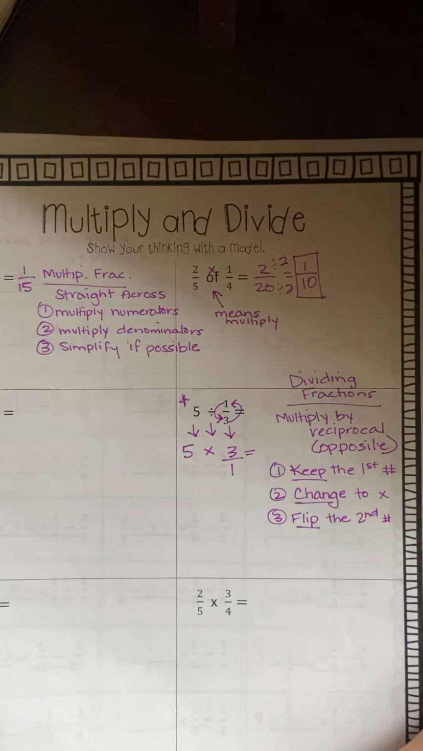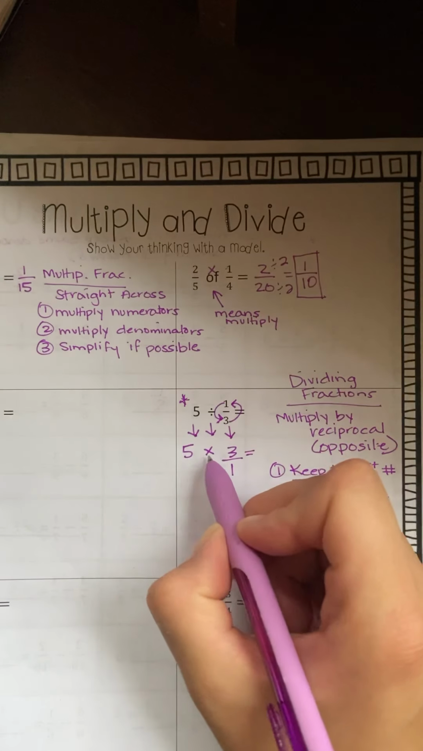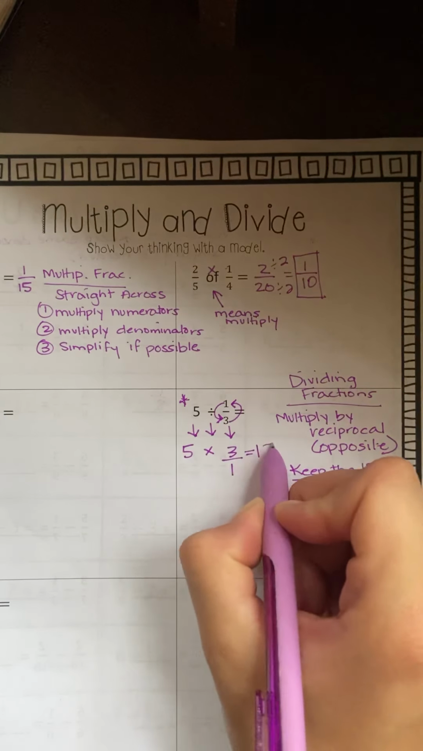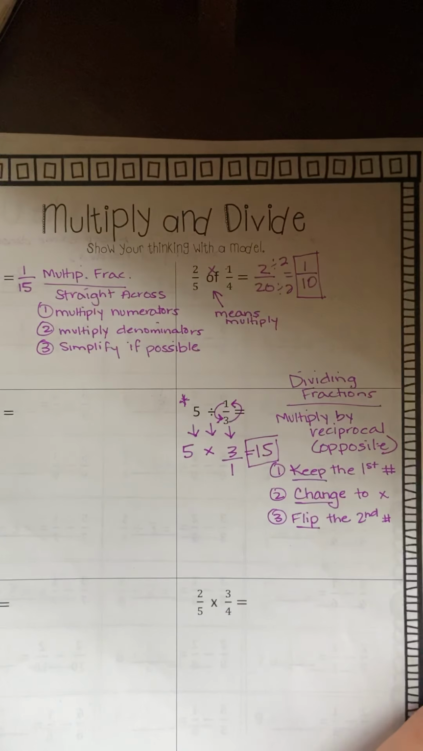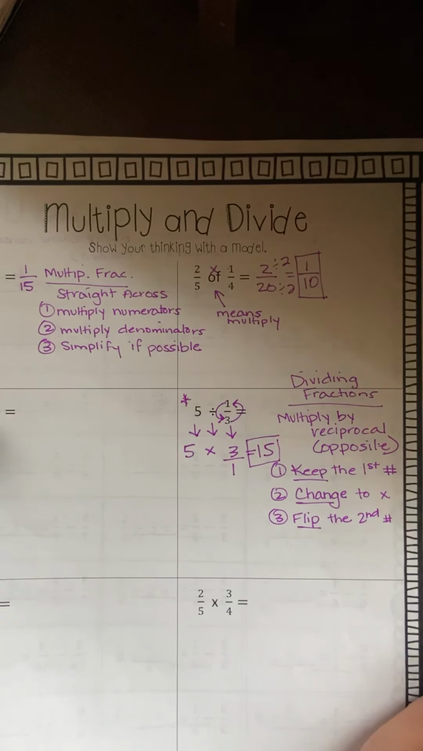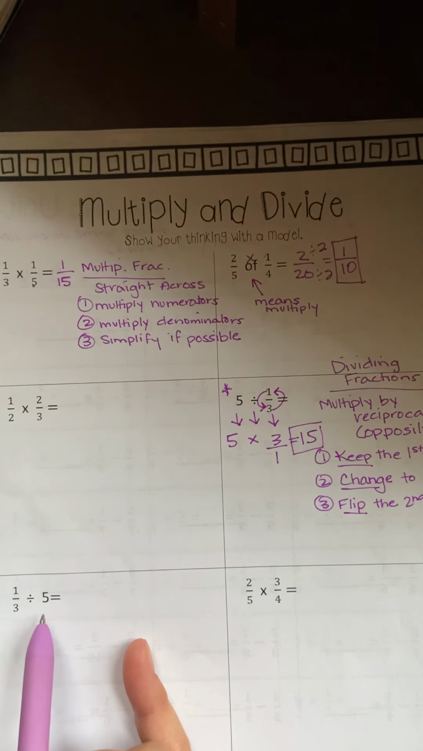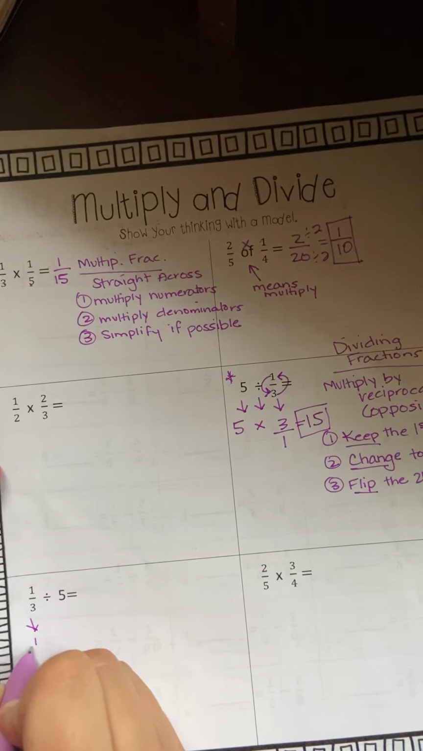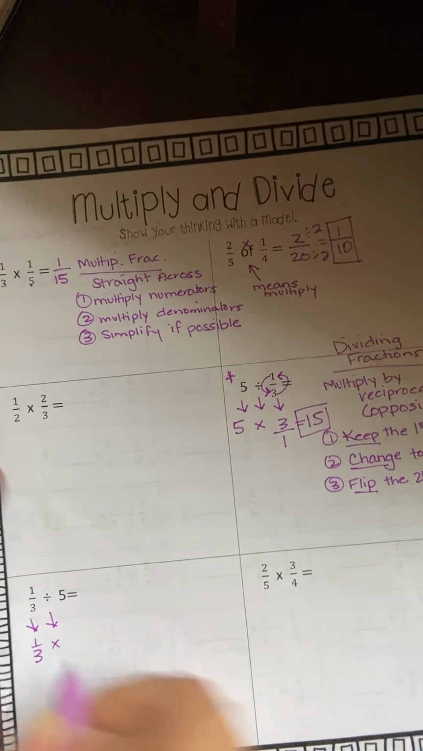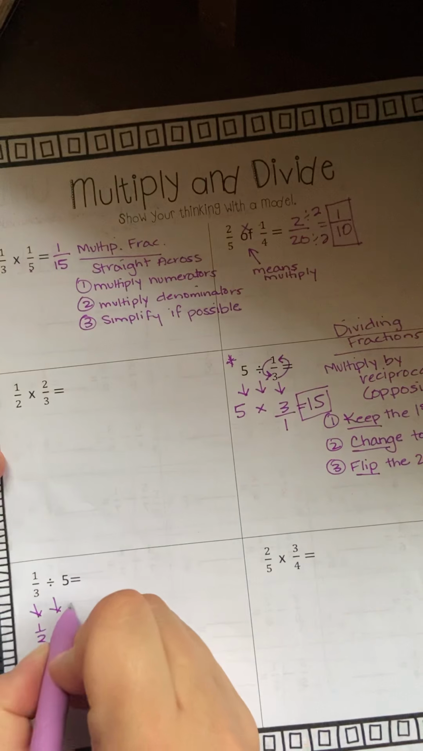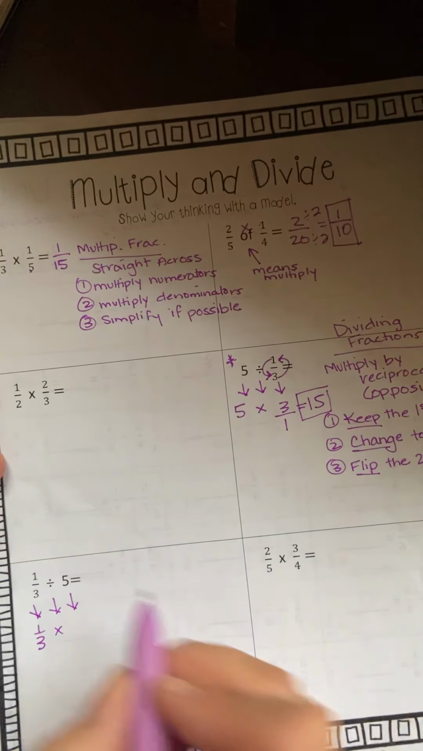All right, so I follow my steps. Now I can just multiply this. 5 times 3, 15. And I'm done. Okay, so I want you guys to complete the rest of this page on your own. Remember, when you get down here, just because this whole number is second doesn't mean that's the one you leave, okay? You're gonna keep the first number, change to multiplication, and then flip the second number.